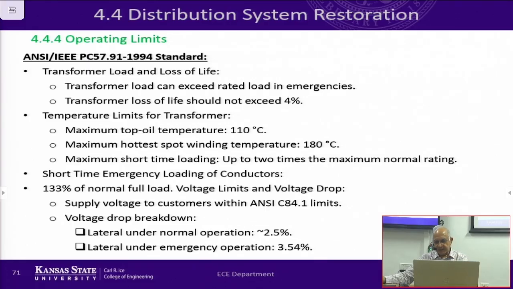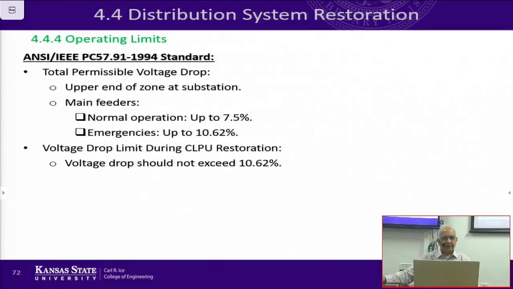So I think I have some data in the next thing. So yeah, main feeder in emergencies, it can go up to 10.62%. Because what you are saying is that we can operate from the upper end, which is plus 5%, to minus 10% now. So you have a 15% operating range instead of plus 5%, minus 5%. So you have an extra 5% on the lower side. We don't increase it on the higher side because you can't exceed more than 5%, but you can allow the voltage to go down by an extra 5%.